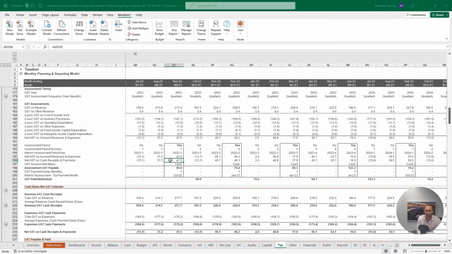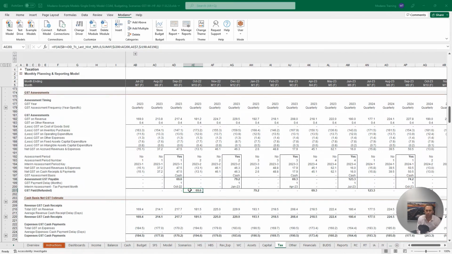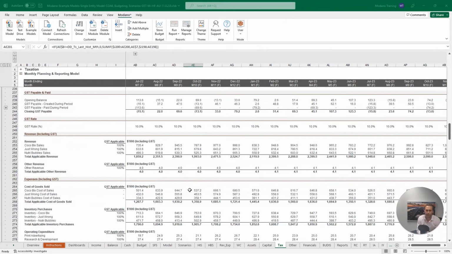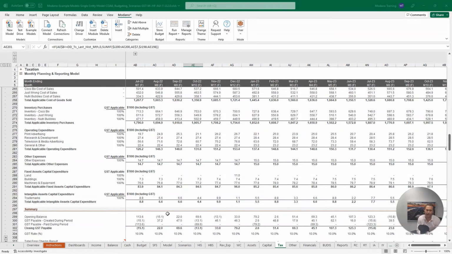Finally, for our quarterly assessments, we then take the sum of the 3-month period, which for the September 2022 quarter gives a total GST payable balance of 69.6, with this being paid in cash 1 month later in October 2022. This is also summarised at the bottom of the analysis within our summary section, where we can see the quarterly cycle of assessments and cash payments, a mechanic commonly referred to as a sawtooth.